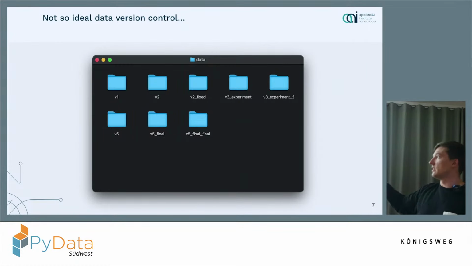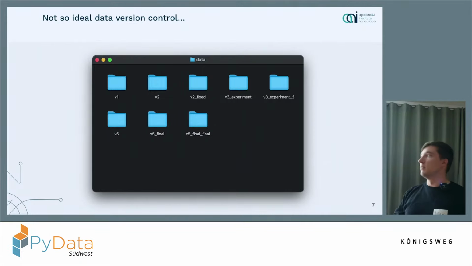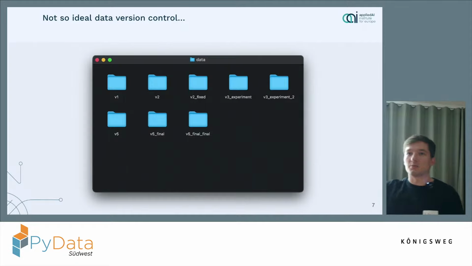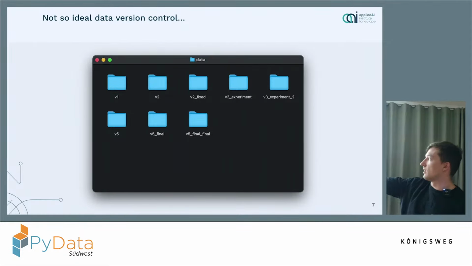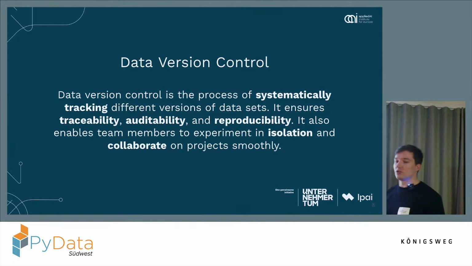But you can also easily see that when you have bigger teams, when you want to work on a project that is bigger than yourself, so people can get on- and off-boarded to the project, this really doesn't scale. Because what the hell is between V3 experiment 3, what was fixed in version 2, and so on. And that is where data version control comes in.